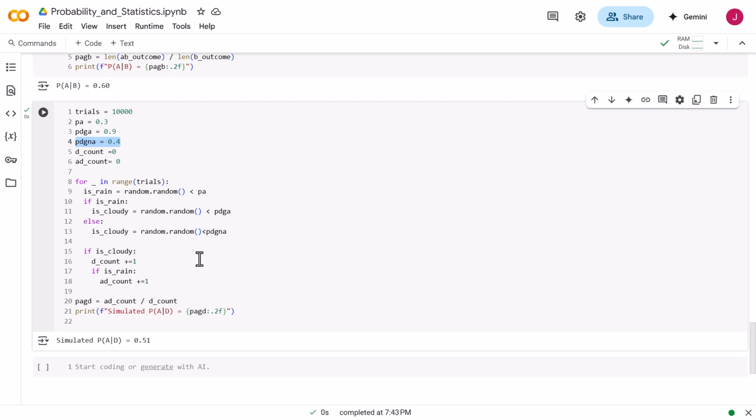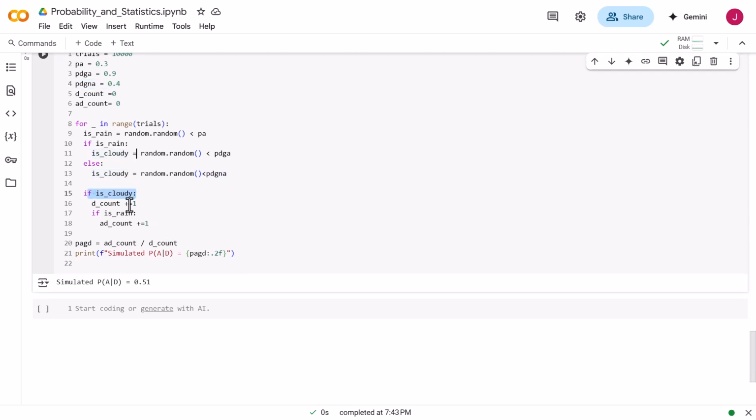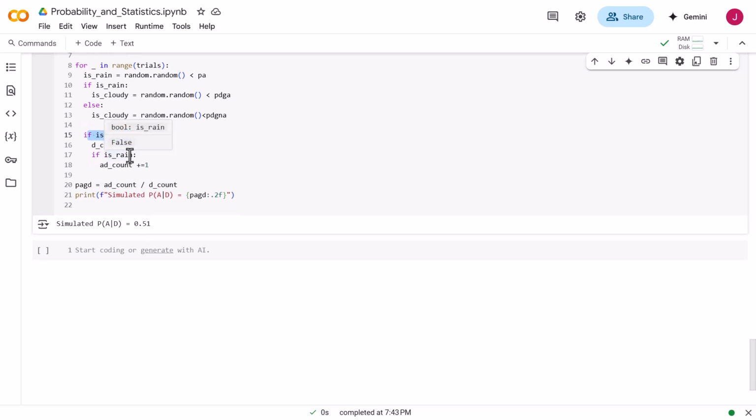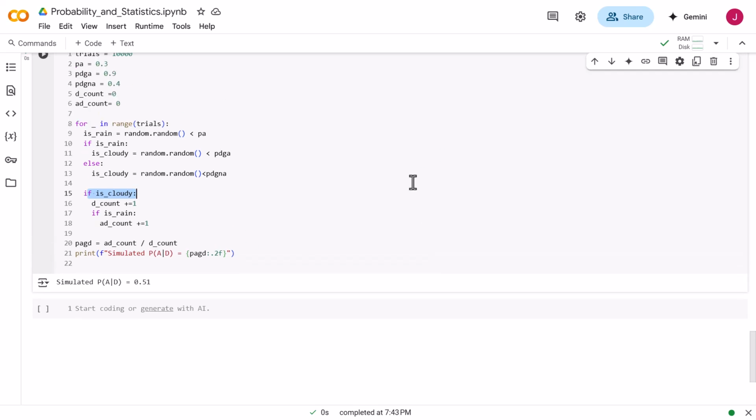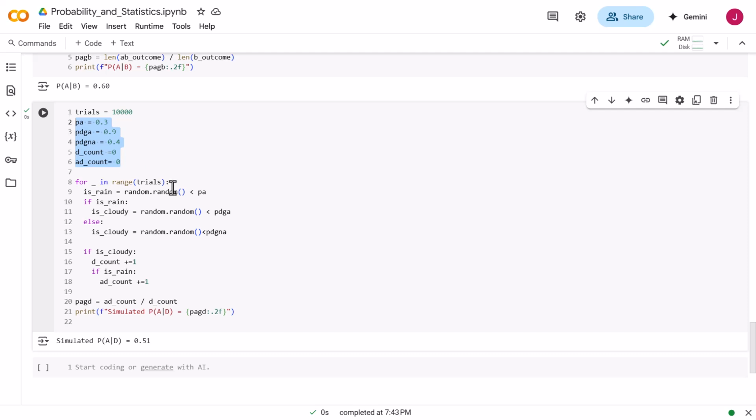If it doesn't rain, it simulates the likelihood of clouds based on the probability of D given not A. If clouds are present, meaning is cloudy is true, it updates two counters, D count, and AD count if rainy. So it calculates the probability of A given D, equal to the probability of A and D intersection divided by the probability of D. This code in general estimates how likely it is that it rained given that clouds are observed, by running a simulation based on the specific probabilities that we have here.